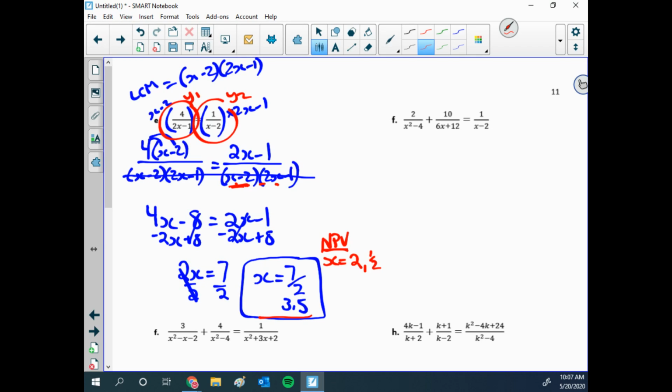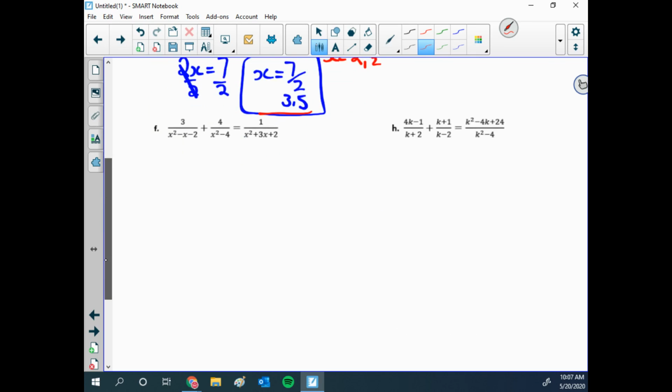Which one do I want to do? I want to do one more just to drive that home. Let's go for F. Just a bit more complicated. So here's F. I'm not going to read that out. You can see what it is.